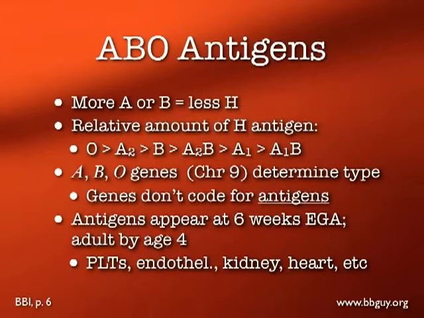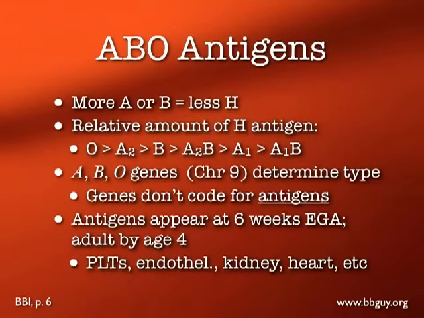ABO antigens are coded for by 3 different genes on chromosome 9, the A, the B, and the O gene. The O gene doesn't actually do anything. A and B do what I've already showed you. And note that the genes don't code for the antigens themselves, they code for an enzyme, which makes the antigen.